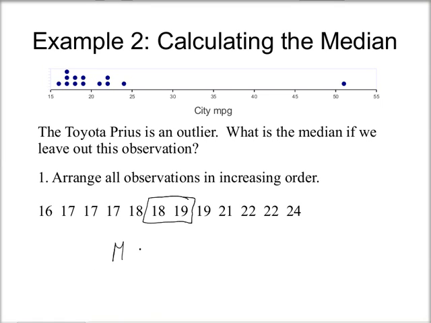So my median is going to be equal to 18 plus 19 divided by 2, which is 18.5 miles per gallon. So that changed a little bit from my median when I included the Prius, which was 19 miles per gallon. So I've dropped down by 0.5 miles per gallon here when I left out the outlier. So it had a little bit of an effect on it, but not as much as we saw with the mean.